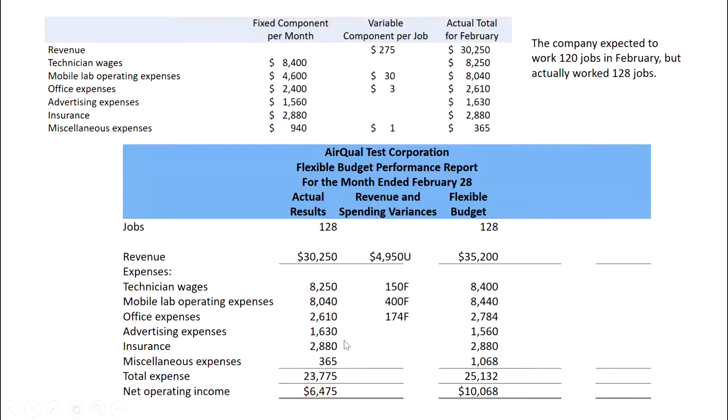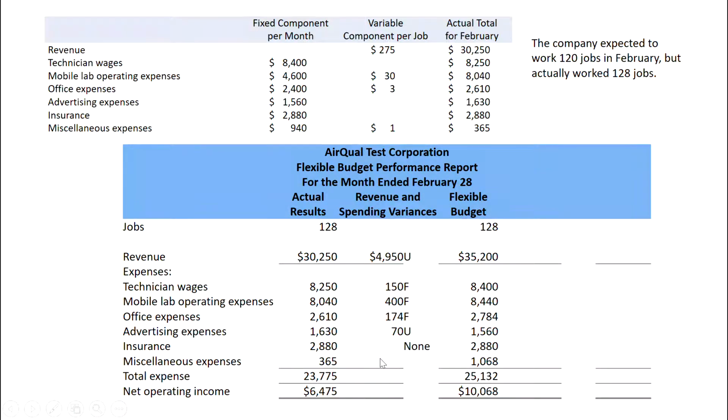Let's take a look at advertising expense. Actual advertising expense of $1,630 compared to our flexible budget of $1,560. That's a $70 difference, but you'll notice I listed that as unfavorable because if actual expenses are greater than what we thought they should be, that's not a good thing. Again, what could have caused that? Doesn't have anything to do with more or less jobs, but it could perhaps have been the amount of advertising that we use. So maybe we put more social media ads out there than we anticipated, or it might have been the cost of the ads that we use. Maybe there were more costly ads than we anticipated.